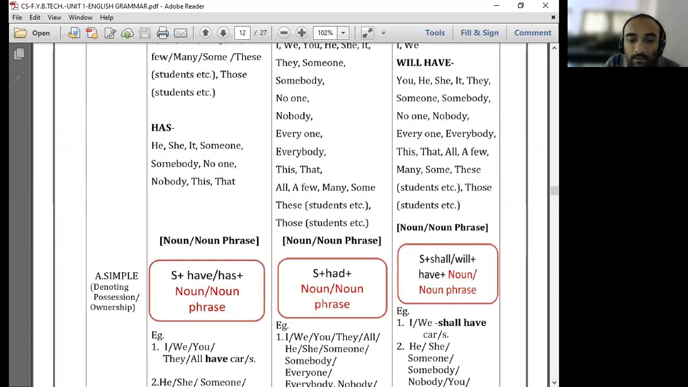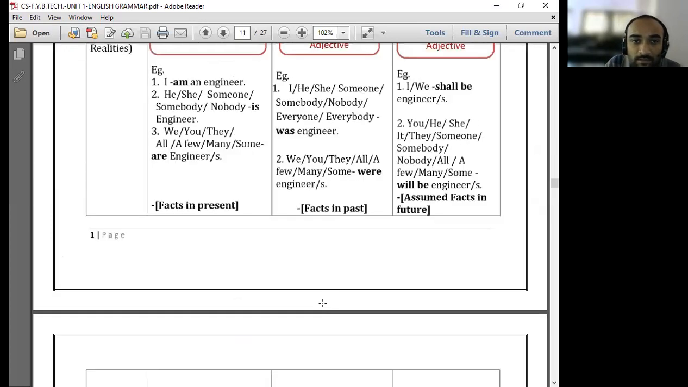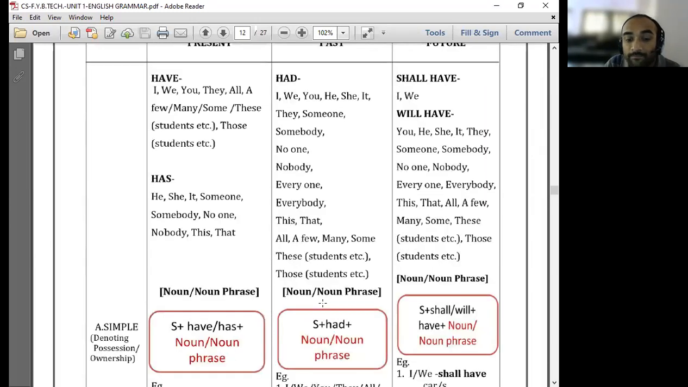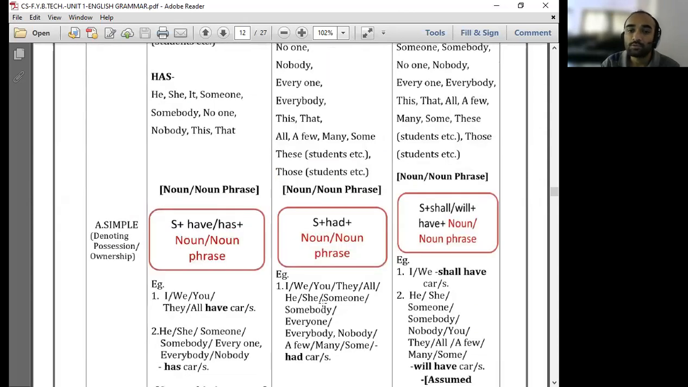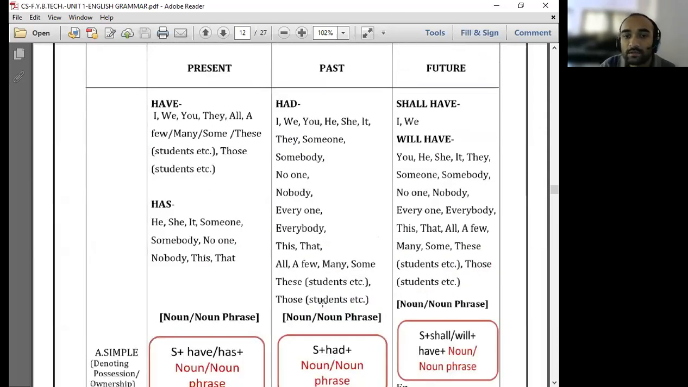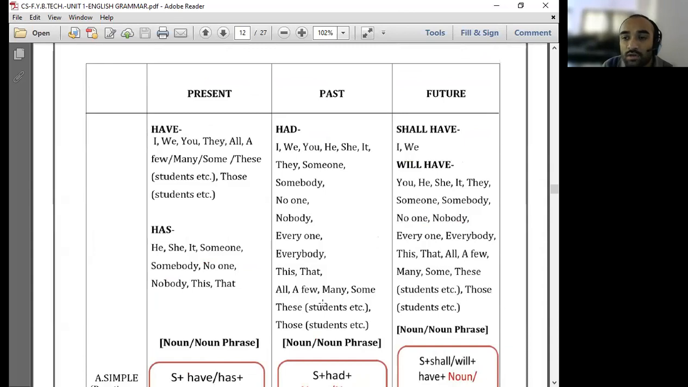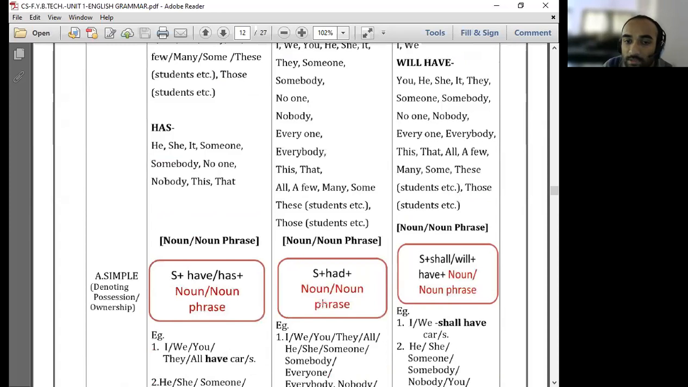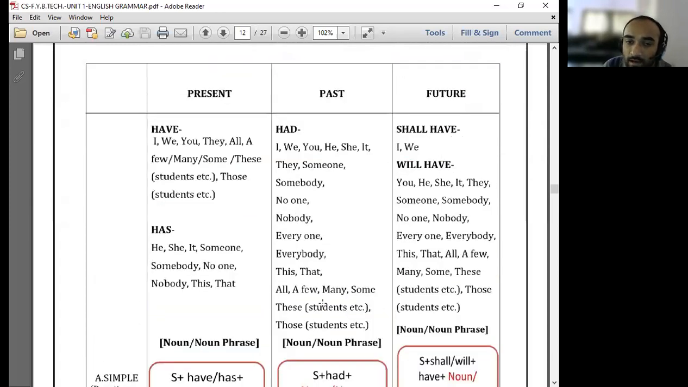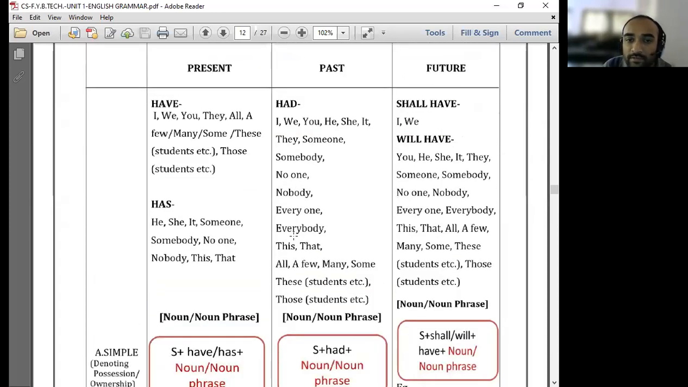Now, simple tenses. Simple tenses for denoting possession or ownership. The verbs that we use in the simple tense for showing possession or ownership are, in the present, have or has. So where to use have?